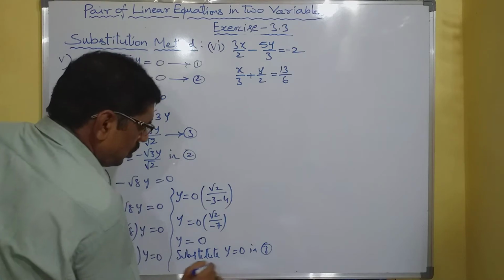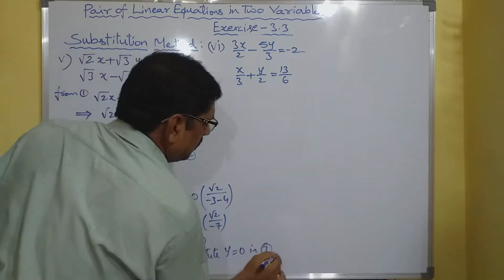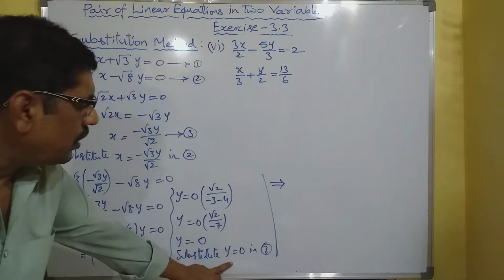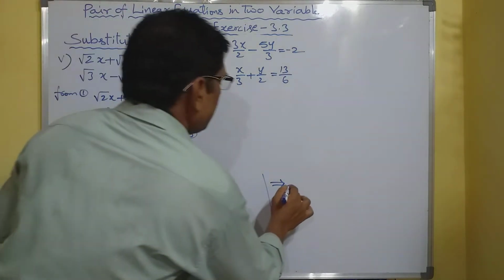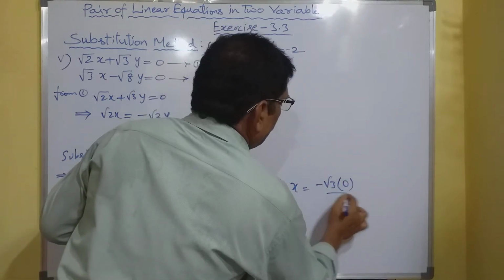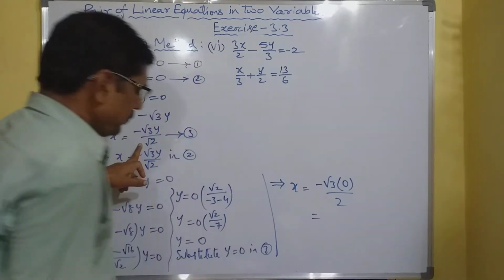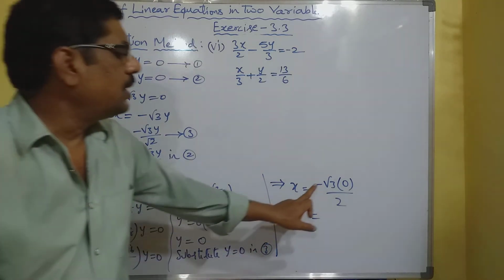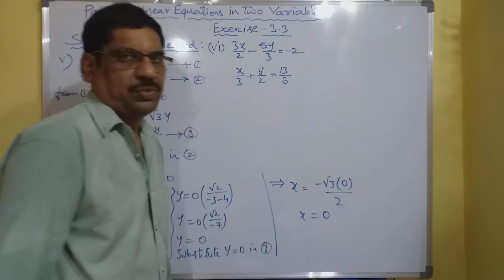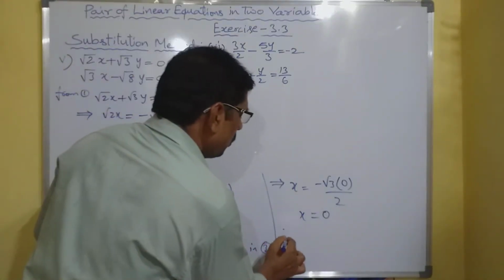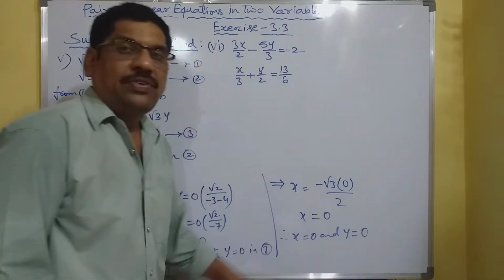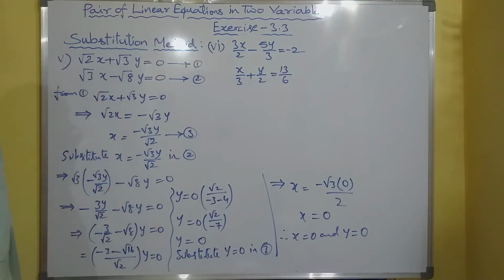So then we get, this implies, now substitute this y value 0 in equation 3. Then we get x is equal to minus root 3 into y, 0, by 2. As I told you already, something into 0 is 0, 0 by 2 is 0, so x is also 0. Therefore, x is equal to 0 and y is equal to 0. This is the solution for the given equations.